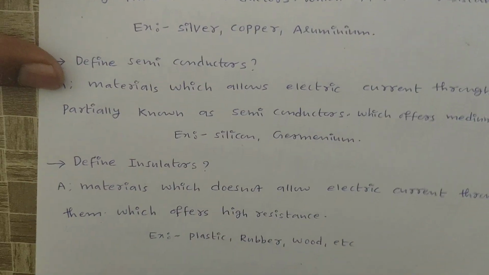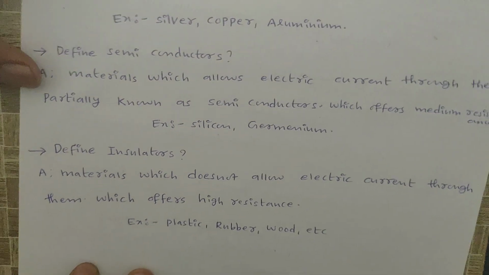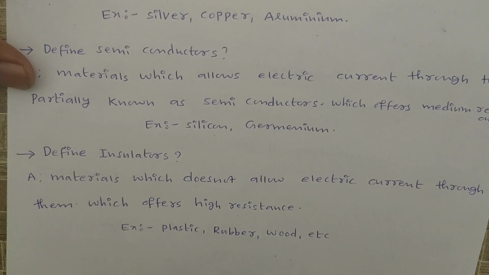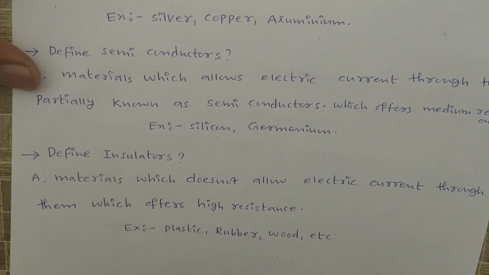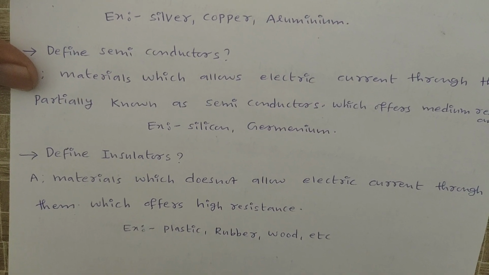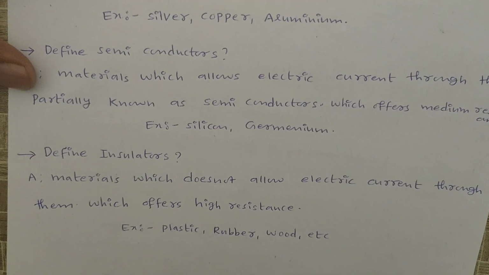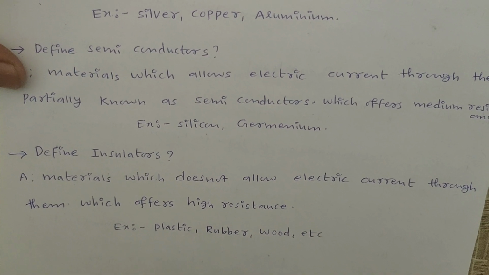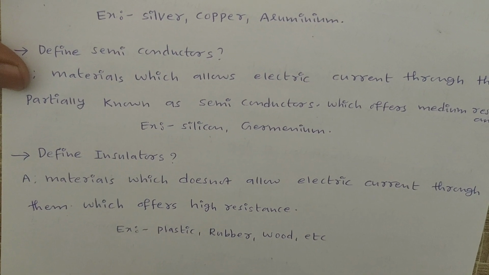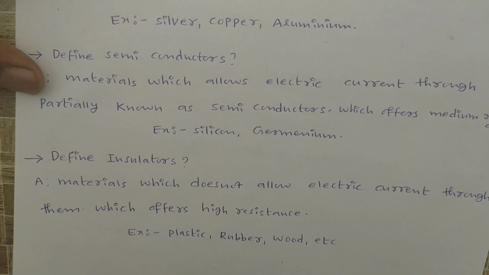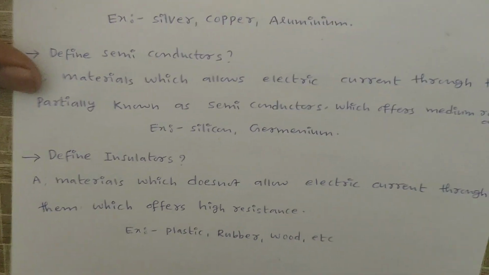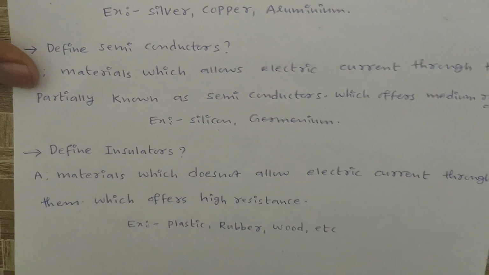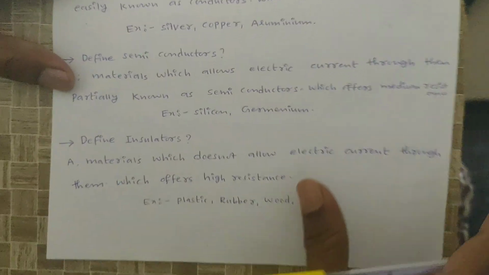Next, insulator. What is meant by insulator? Insulator is a material which doesn't allow electric current through it. Those materials are known as insulators. These insulators offer high resistance, then only it doesn't allow current. Examples for insulators: plastic, rubber, wood. All are examples for insulators.